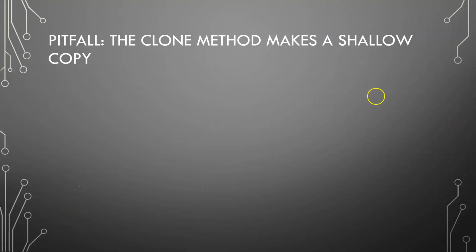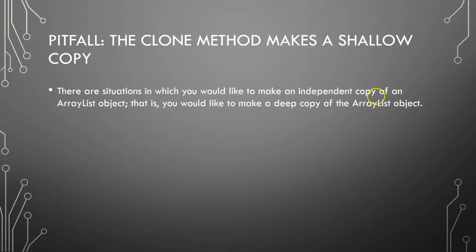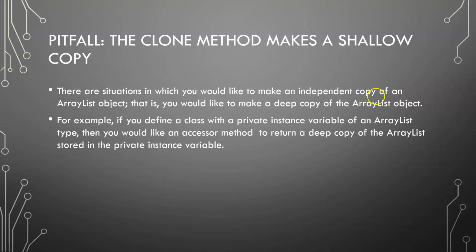All right, now quick pitfalls for you. First one is that the clone method makes a shallow copy. There are situations in which you would like to make an independent copy of an ArrayList object. That is, you'd like to make a deep copy of the ArrayList object. For example, if you define a class with a private instance variable of an ArrayList type, then you would like an accessor method to return a deep copy of the ArrayList stored in the private instance variable.